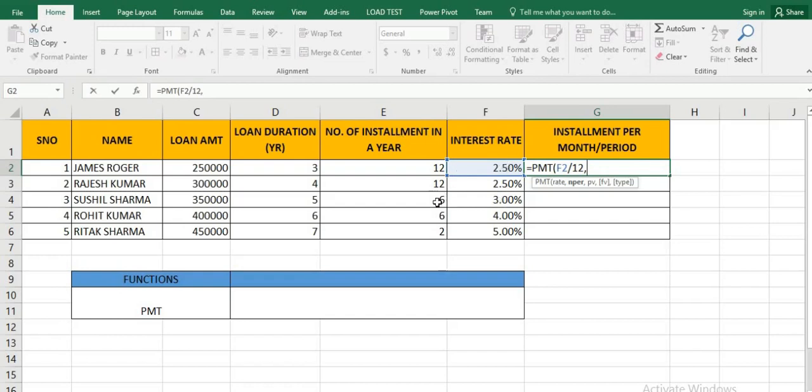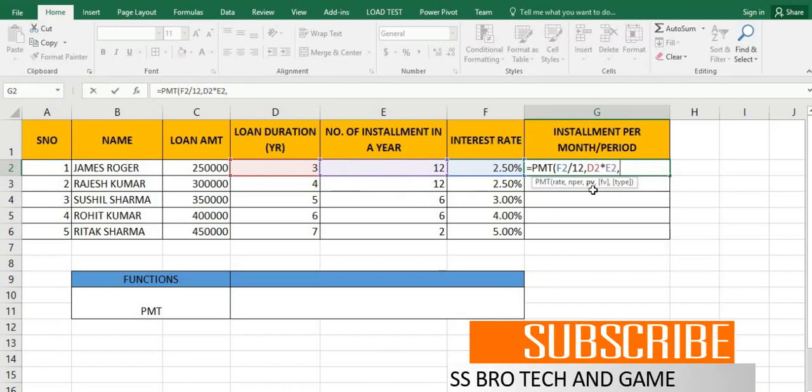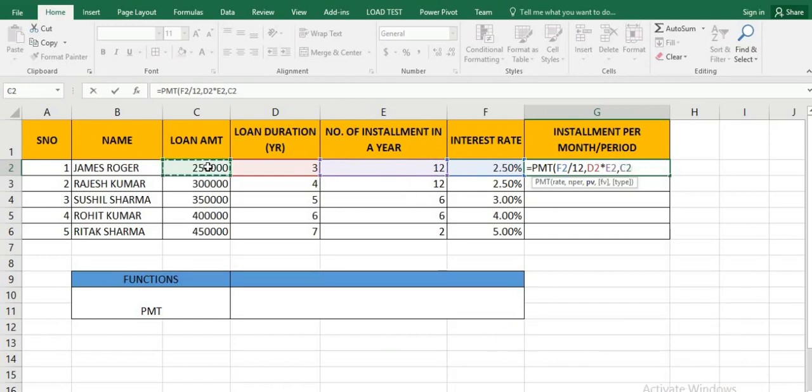So we have to use the cell address D2 into 3 years divided by 12 into 12 installments. So it gives the whole number of installments in the whole period, comma, then present value. So how much loan did we take? That is this cell address, 2.5 lakh. Then what will the future value be? I took 0 here. I don't have any future value here.